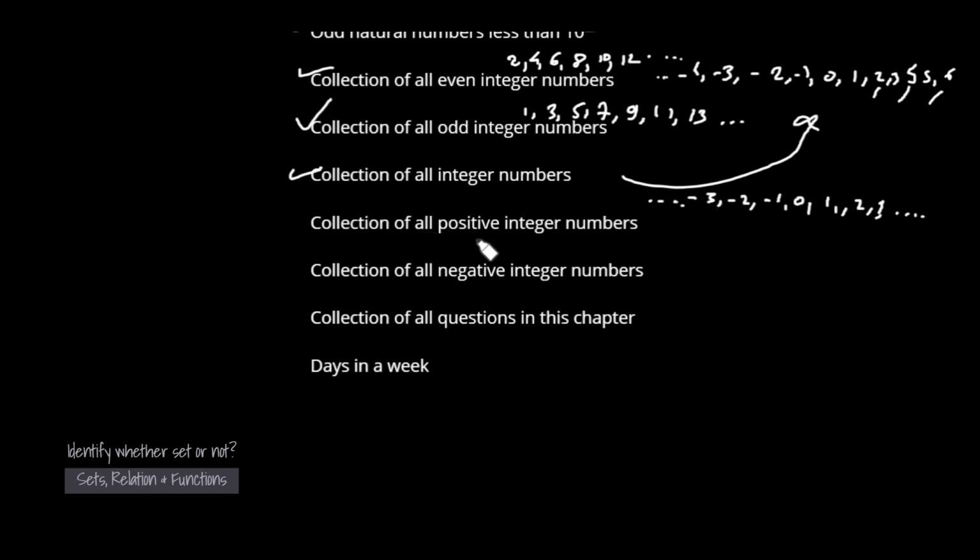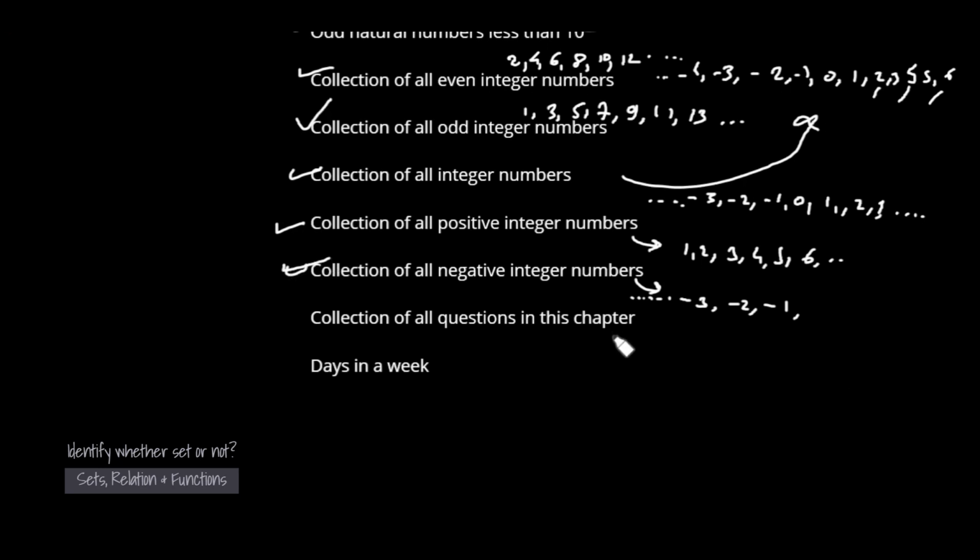Collection of all positive integer numbers. So positive integer numbers start from 1, 2, 3, 4, 5, 6, and like that. Collection of all negative integer numbers. So minus 3, minus 2, minus 1, and on the negative side all the integer numbers. So it is also a collection, it is also a set.